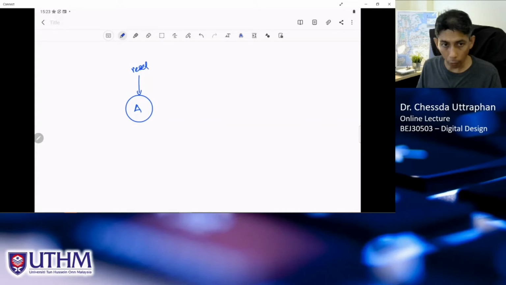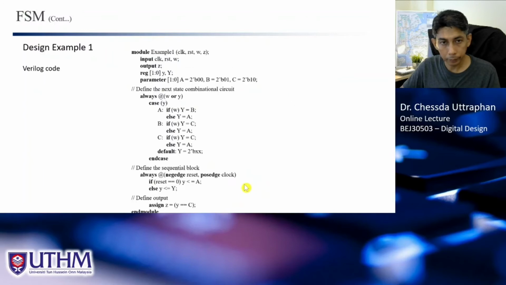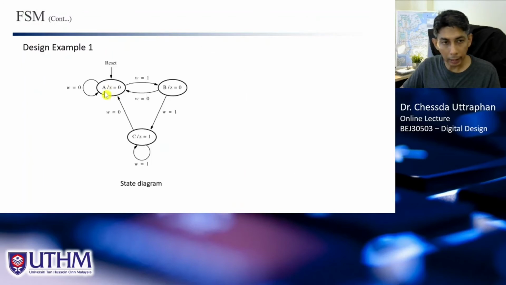And for Mealy, this is again the same as the Moore type. The input W is equal to 1, so we remain at A. But the difference between Mealy and Moore is the output. For Moore, the output Z is in the state, right? Z equals 0. Remember last time? When we look at the Moore, the output Z is in the state.